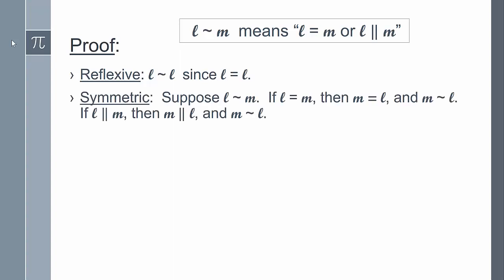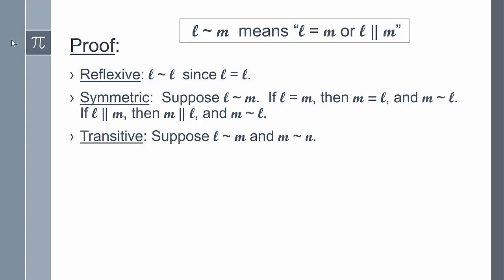Symmetric is pretty easy as well. So suppose that L is related to M. So we have two possibilities. If L is equal to M, then we know that M is equal to L, and we can conclude that M is also related to L. But if we assume that L is parallel to M, then M is also parallel to L, and therefore, again, M is related to L. So we have the fact that this relation is symmetric. If L is related to M, then M is related to L.